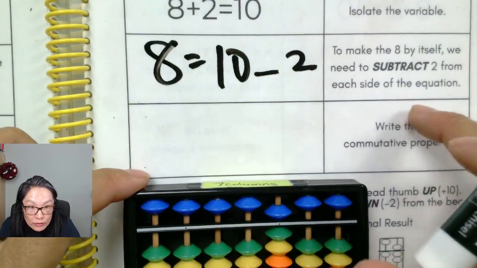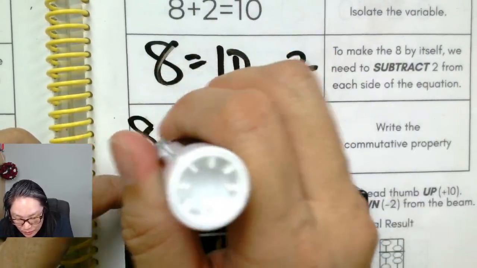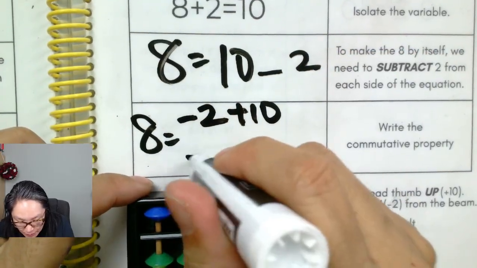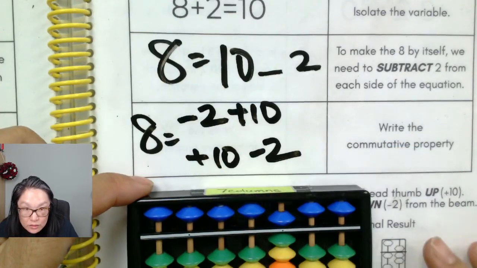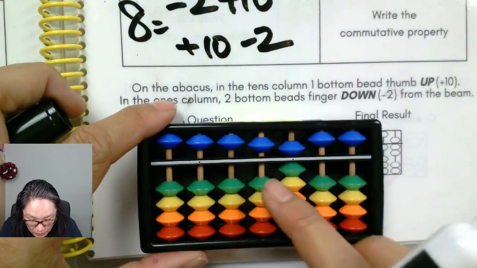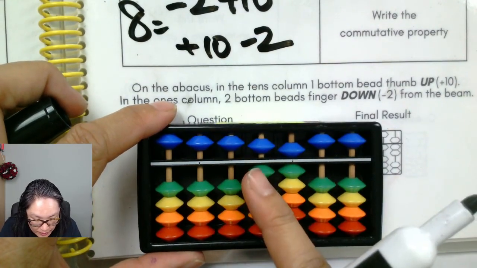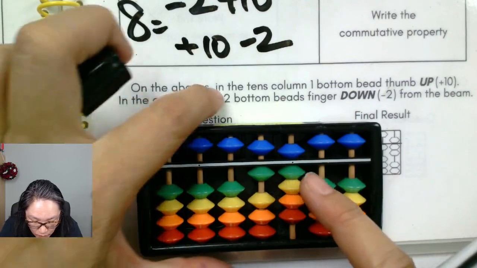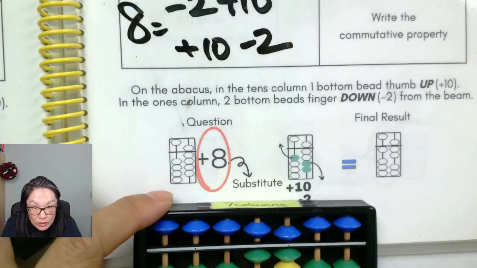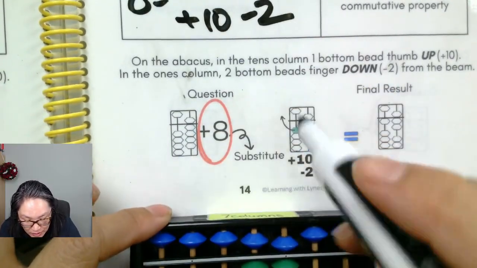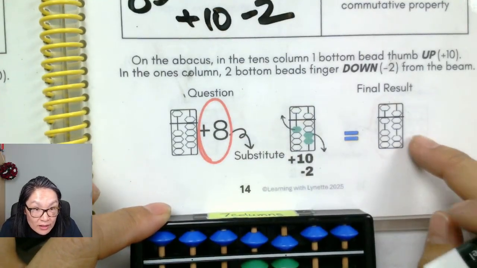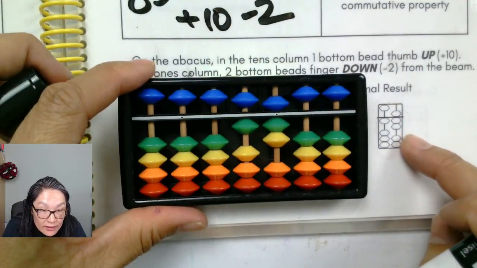Notice, right, you can rewrite it the other way. We can say 8 is equal to minus 2 plus the 10. Or we could say plus the 10 minus the 2. So here's our instructions. On the abacus, on the 10s, you want to add the 1 bottom bead up, right? And then on the 1s, you want to remove it down. So then what we do is we take the 8, we substitute this information, and this is how we do it. So our final answer is this, 7.